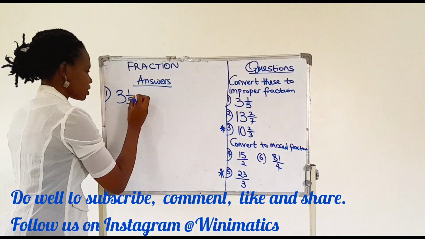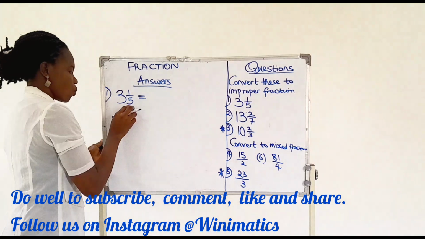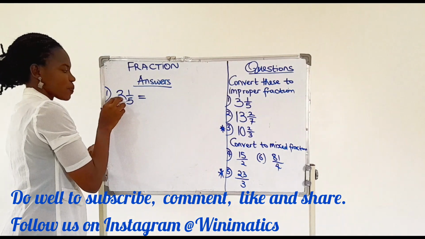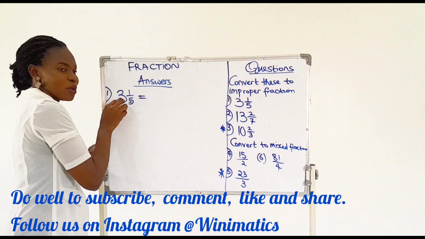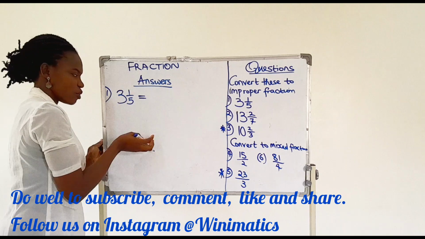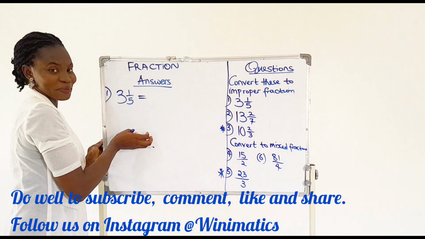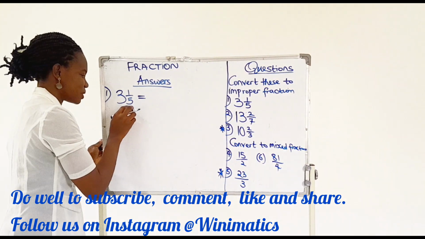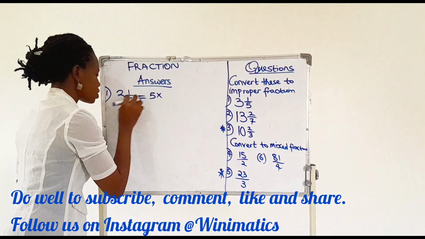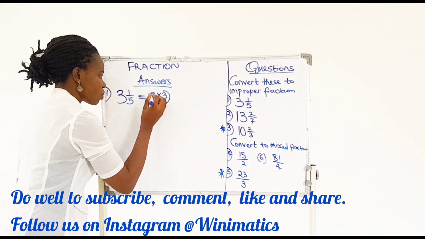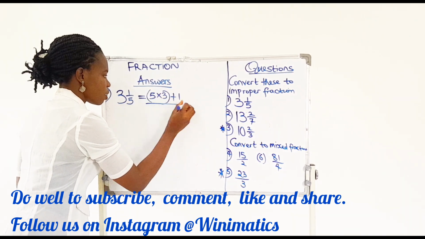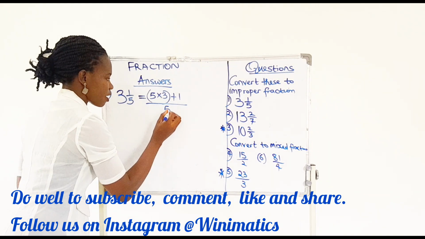So whenever we're doing this, what we do is that we take the denominator and multiply it by the whole number. Whatever we get, we add it to the numerator, then over the denominator. It's very simple. Look at what I mean. 5, the denominator, times the whole number 3. Whatever it gives me plus the numerator, plus 1, all over the denominator 5.